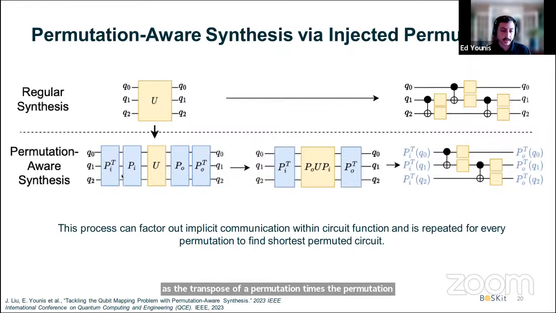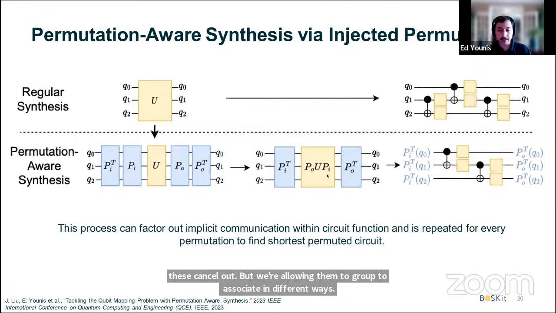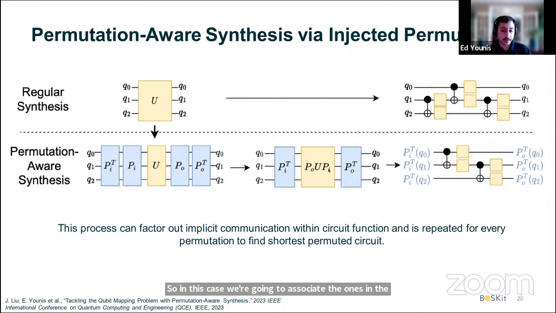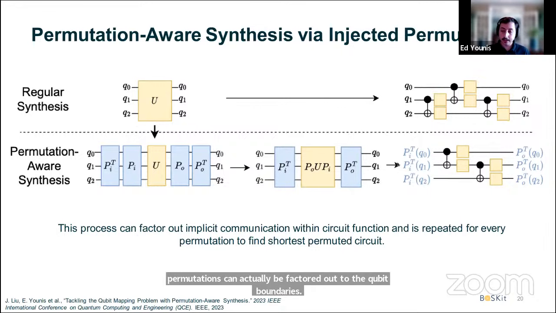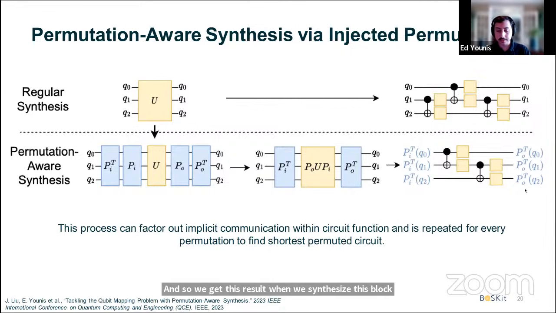These are identities, these cancel out. But we're allowing them to group, to associate in different ways. So in this case, we're going to associate the ones in the middle and produce something that is different than what we originally wanted. And these transposed permutations can actually be factored out to the qubit boundaries. And so we get this result when we synthesize this block in the middle. We get a shorter circuit, but now we have input and output qubit orderings have changed.